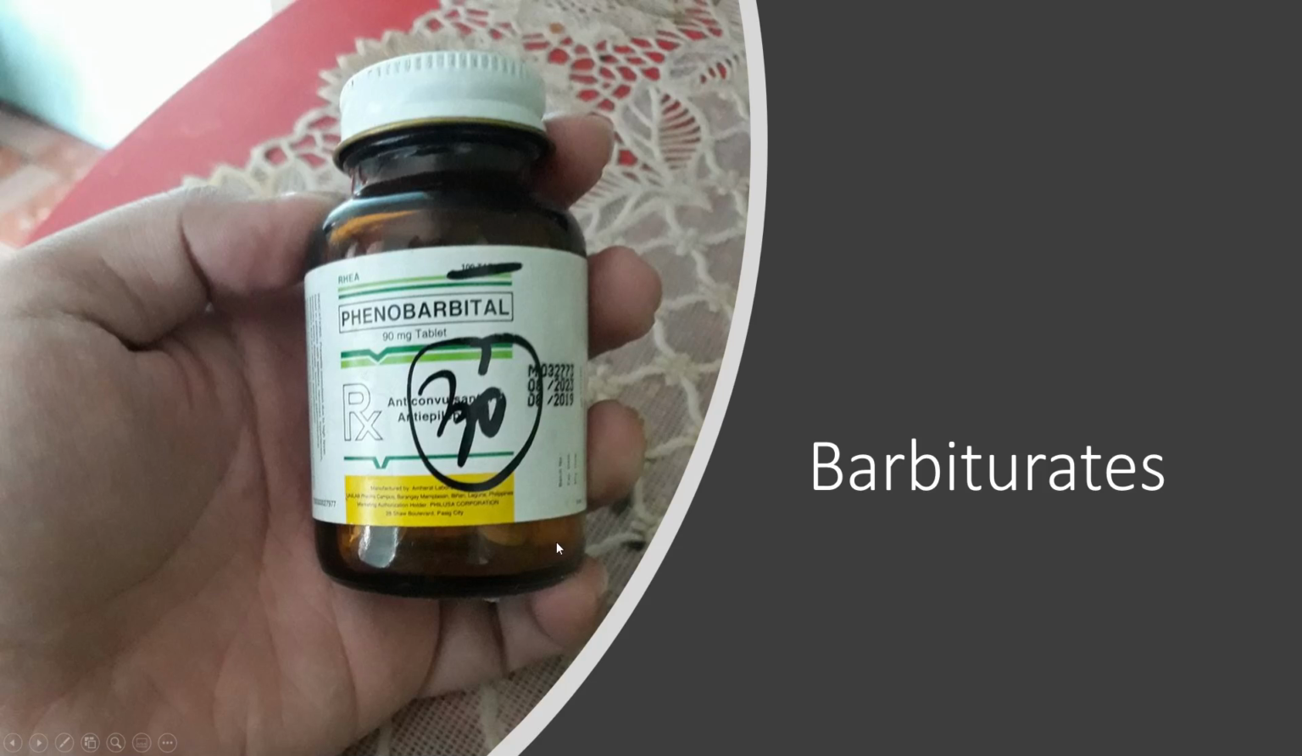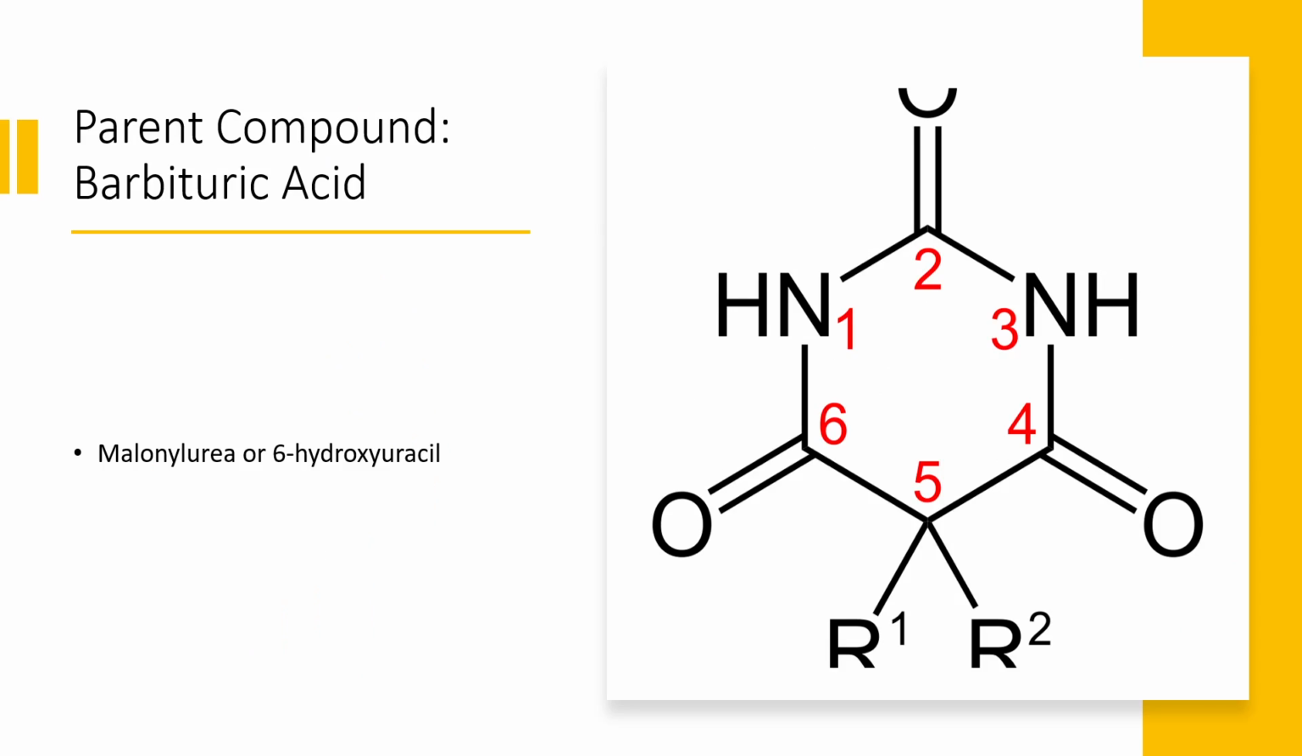Okay, so for this video, we will be covering our structure-activity relationships for our barbiturates. Our SARs for barbiturates aren't too much, so this would be a very short video. So our parent compound for our barbiturates is our barbituric acid, also known as our malonylurea or our 6-hydroxyuracil. So the image is cut, but it's O here and R1, R2.